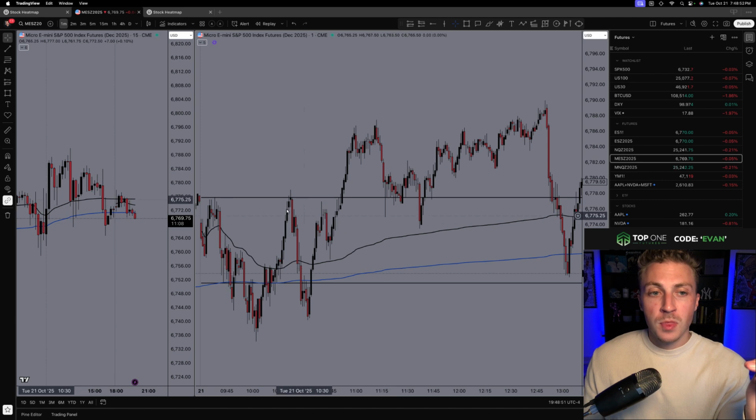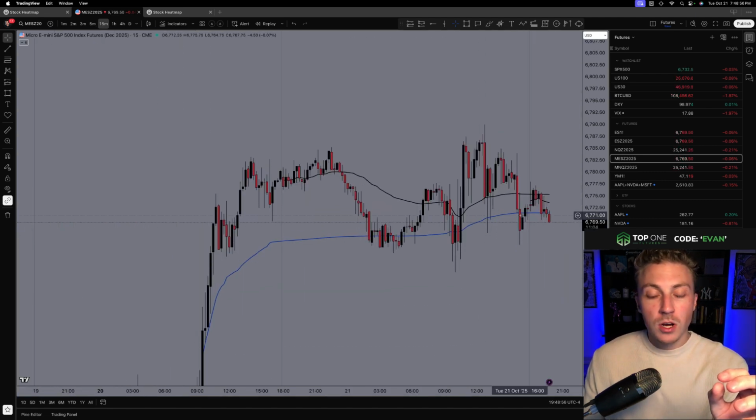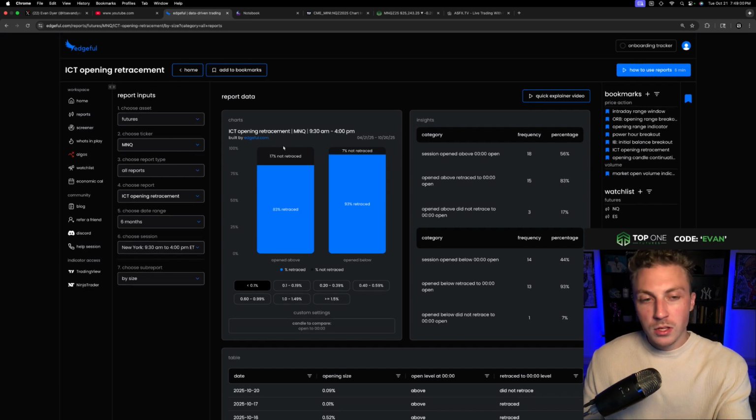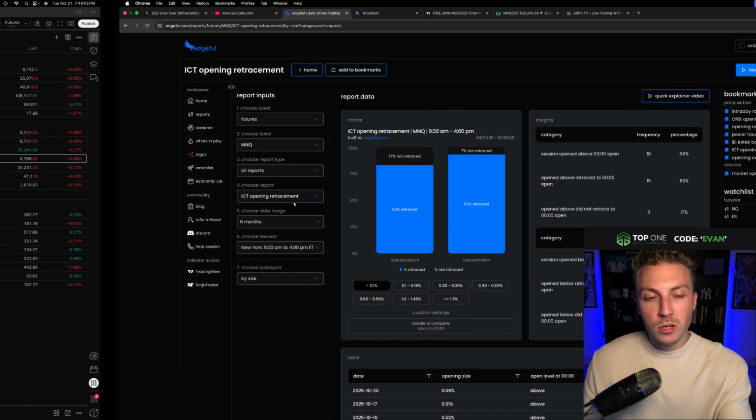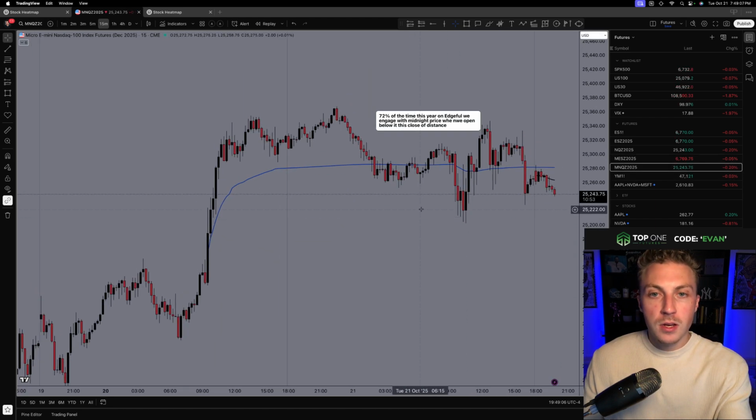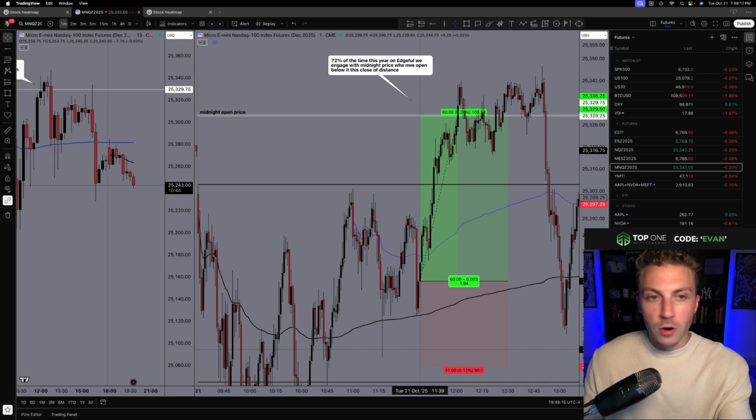It doesn't really matter. One of the reports I like to use, especially if you're maybe confused on which direction to trade, let's go over here to Edgeful and you can look at MNQ. So we'll do NQ, looking at the ICT opening retracement. That's really just the midnight open price. So if you go over here to midnight and take the line. Let's just draw it out. So we go to the 0-0 candle here on TradingView to mark off our midnight. There's our midnight price. So let's go over here to the 1 minute. I already had it drawn.